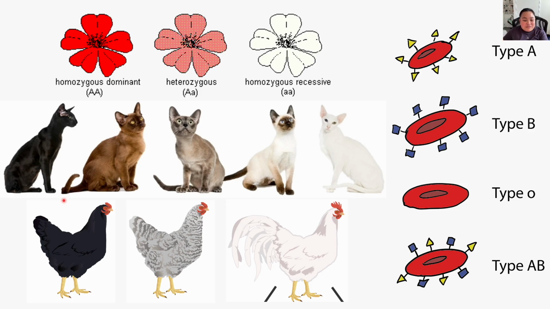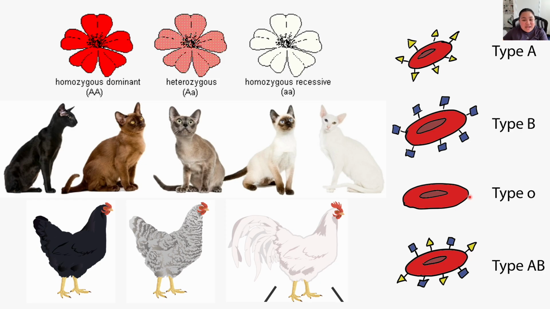In the example of these chickens, we saw that 2 alleles for feather color in chickens can create black, white, and speckled phenotypes. And we also saw in human blood types, the 3 alleles in the ABO blood group system can create type A blood, type B blood, type AB blood, and type O blood phenotypes.